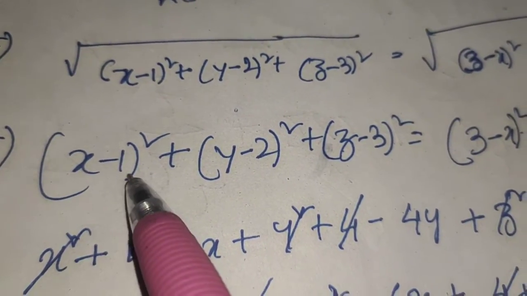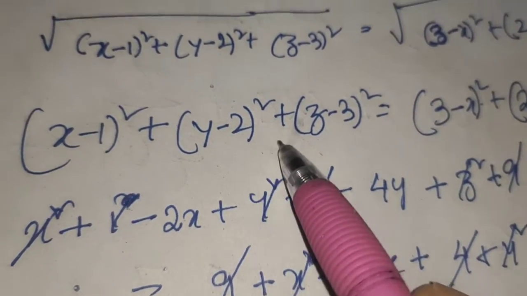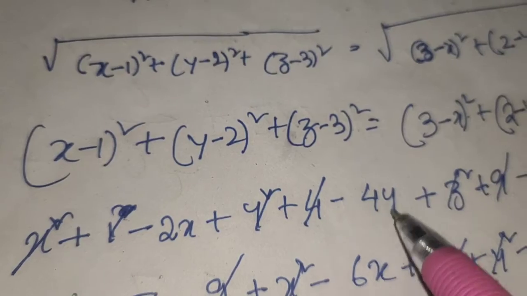So (x minus 1) whole square means x square plus 1 minus twice x. (y minus 2) whole square means y square plus 4 minus twice y.